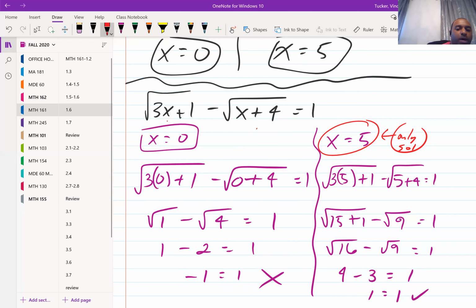Simplify the square root of 1 minus square root of 4. Then that'd be 1 minus 2, which gives us negative 1 on the left side. And that's not equal to 1. So it does not work.